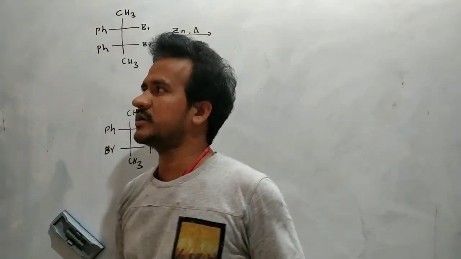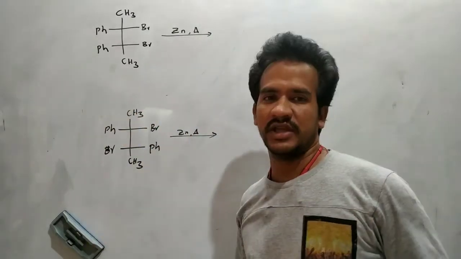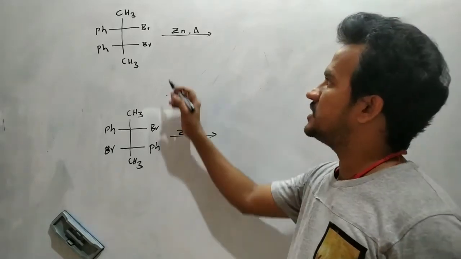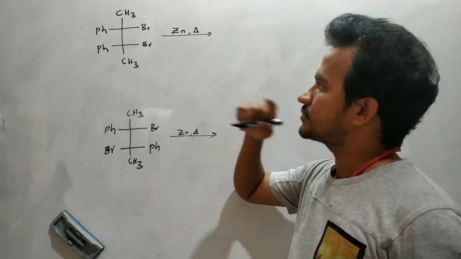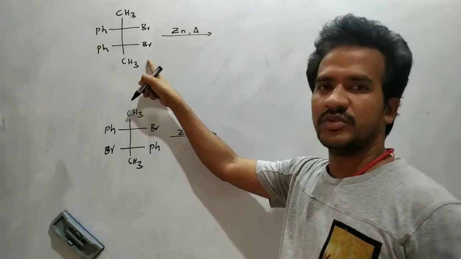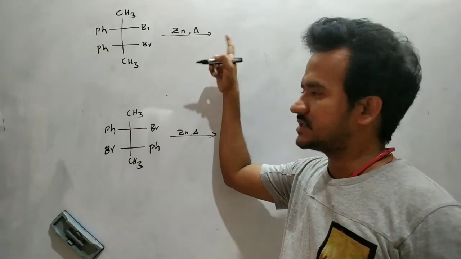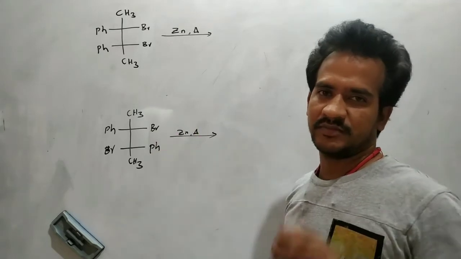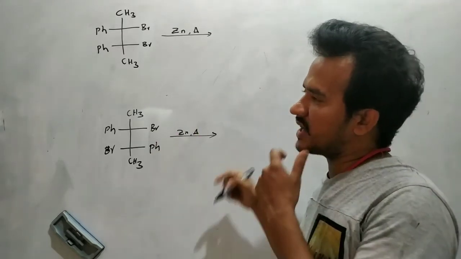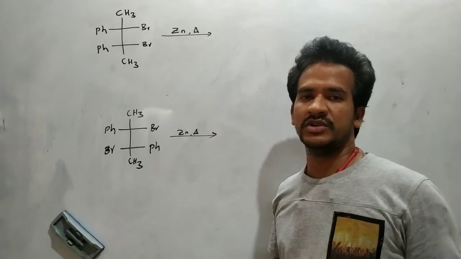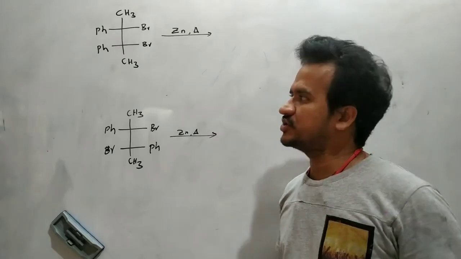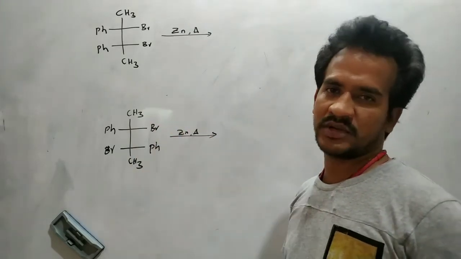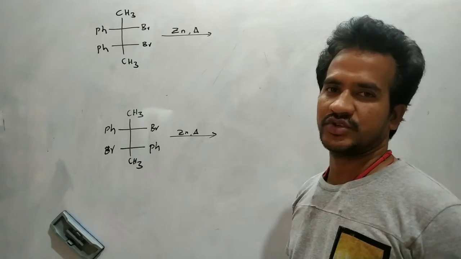Suppose here, let's see, it is a dehalogenation reaction. In this dehalogenation reaction, suppose this isomer gives one product as a major and this isomer gives another product as a major. Now in these two reactions, the stereochemistry of the two products are different and the stereochemistry of these two reactants are different. These two are diastereomers, not mirror images.